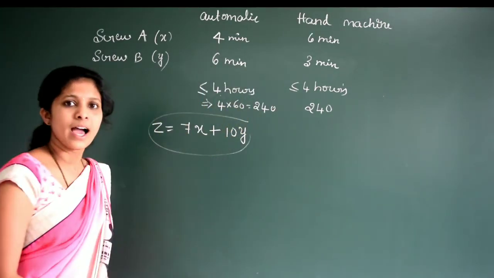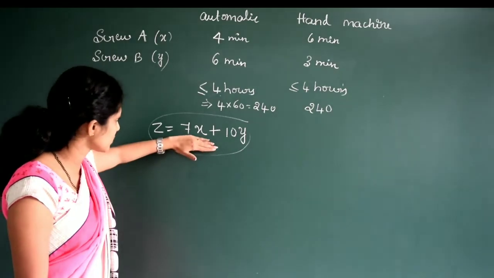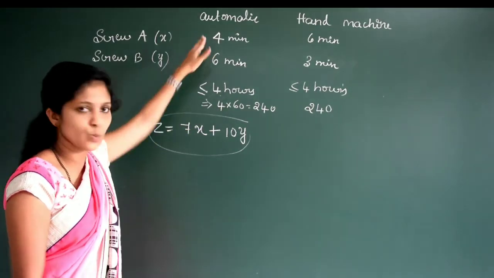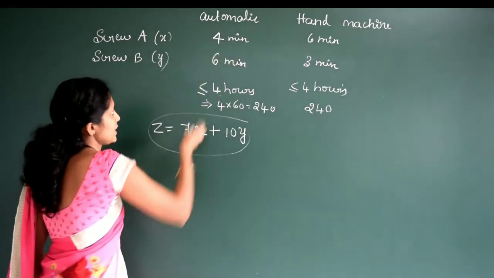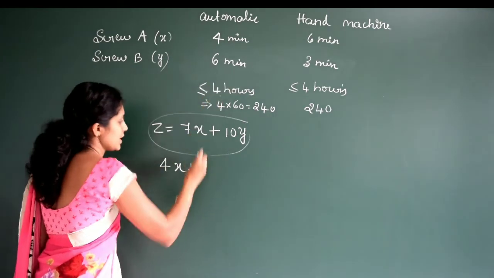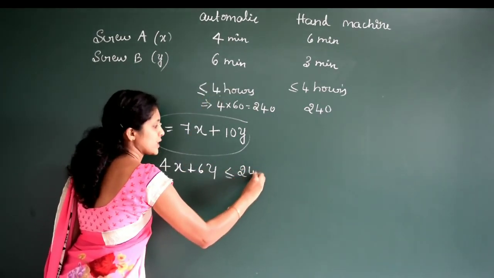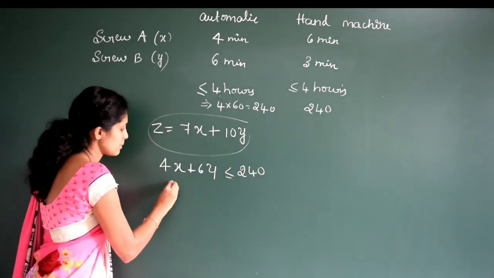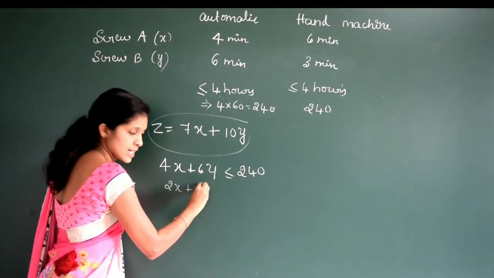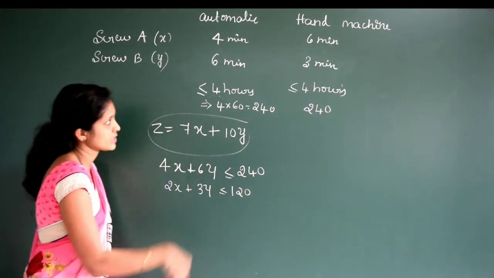Now it is simple. I think you can solve this one. I am not going to solve this. So you have Z and the equations are there. What will be the equation here? 4 minutes, so that will be 4x plus 6y should be less than or equal to 240. We can divide by 2. So this will be 2x plus 3y is less than or equal to 120. You can write this equation.